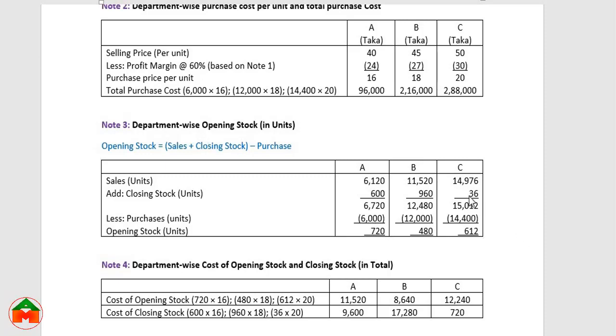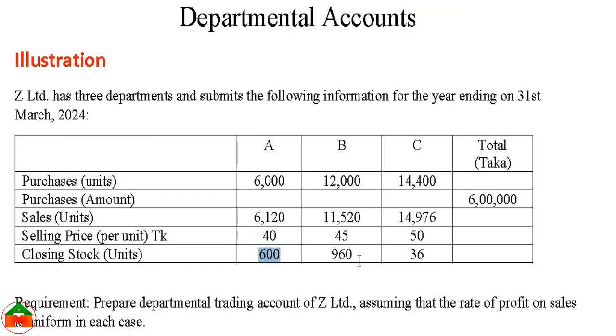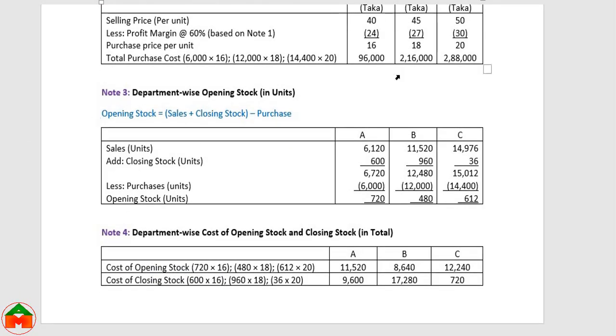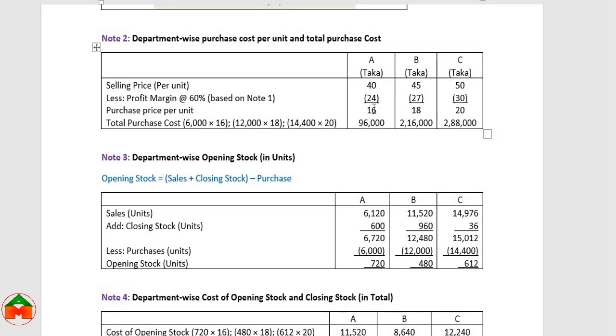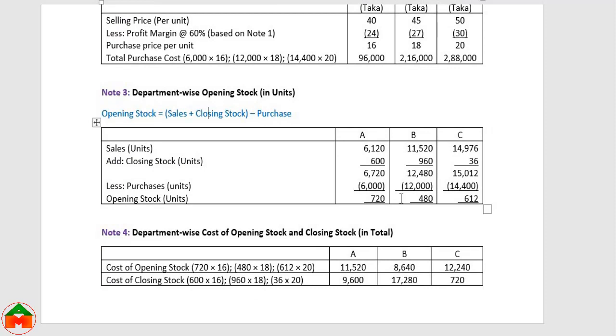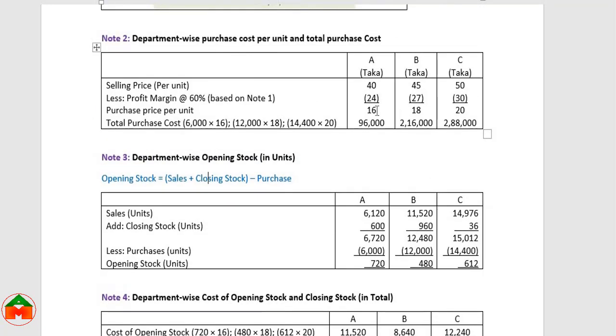In the same way, if we calculate the opening stock of department B, it is 480, and opening stock for department C is 612. So we have got the opening stock for department A, B and C. And from the question, we can see the closing stock 600, 960 and 36. With this closing stock unit as well as with the opening stock unit, we will multiply the cost price of each unit, which is 16, 18 and 20. So with the opening stock, as you can see here, the opening stock is 720. We will multiply the cost price 16. This is the cost price 16.